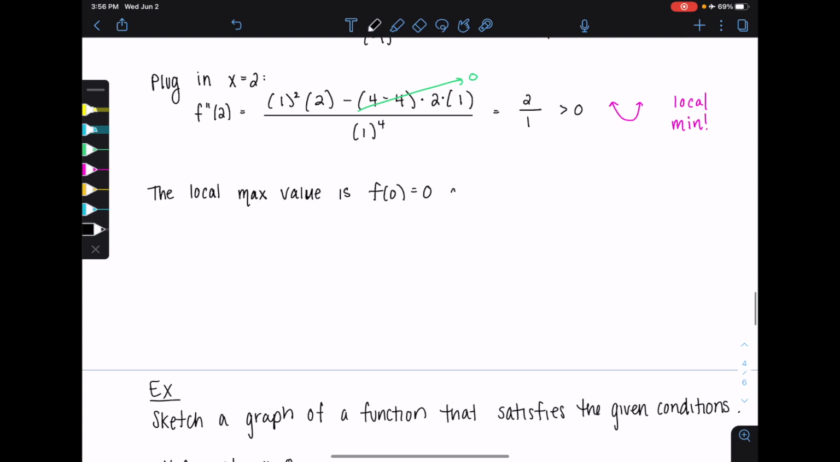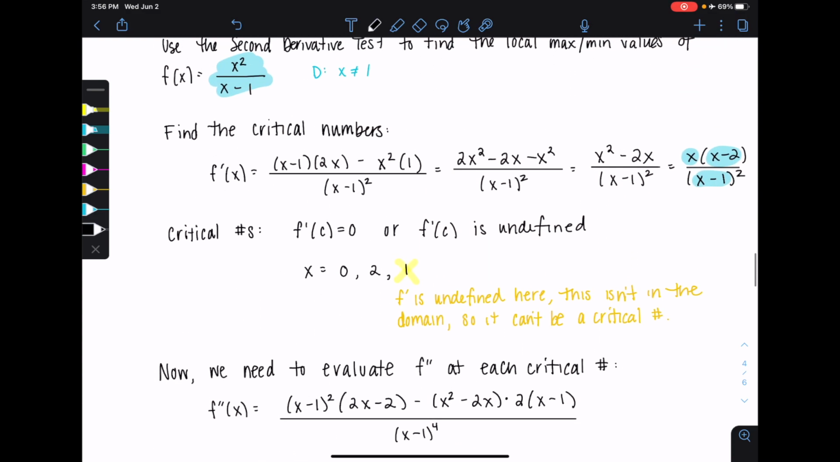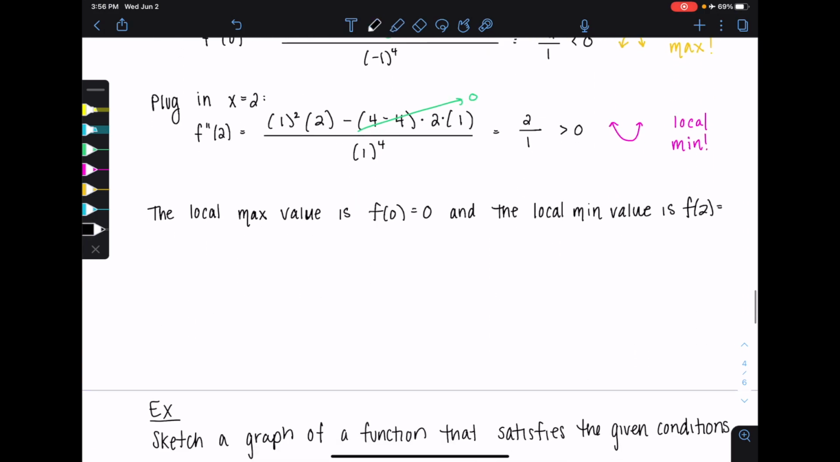And the local min value is f of 2, which again, if you plug 2 back in up here, it's going to be 4 divided by 3. So the local min value is 4 over 3. So this might seem a little confusing. Your local max is 0. Your local min is 4/3. Why is your max smaller than your min? And it's purely because of the shape of this graph.